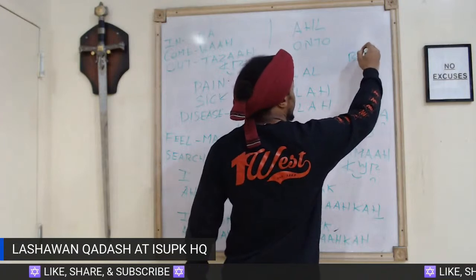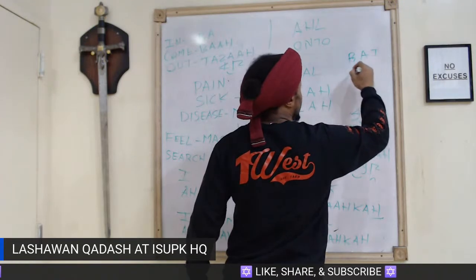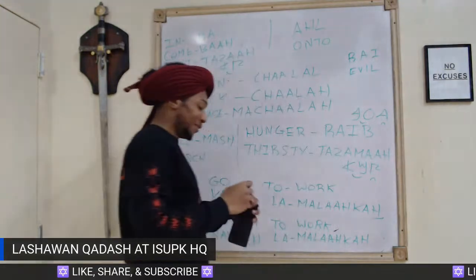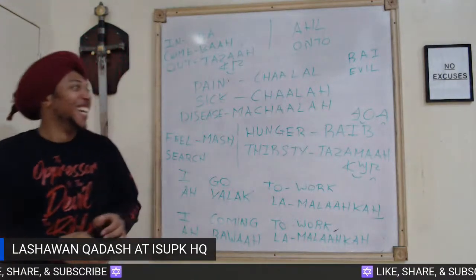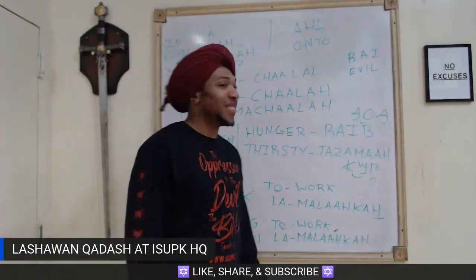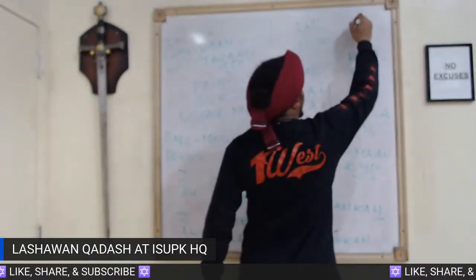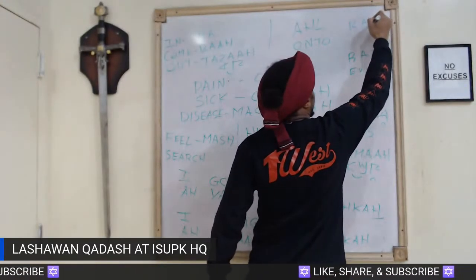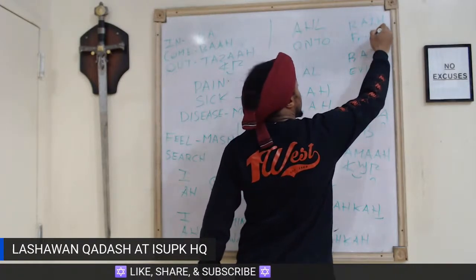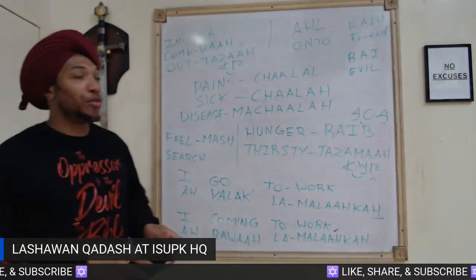Right. Ra'ai is the word for evil. Oh, shit. Yeah, that changed the game right there. You know what I mean? Okay. Another one, right? Ra'ai is the word for friend. Friend.